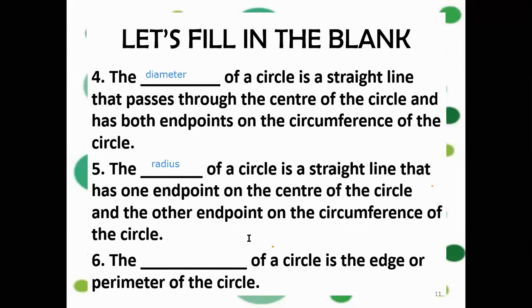And our last question. The blank of a circle is the edge or perimeter. Okay, so last. The circumference of a circle is the edge or the perimeter of the circle. Okay, give yourselves a pat on the back. Great job.